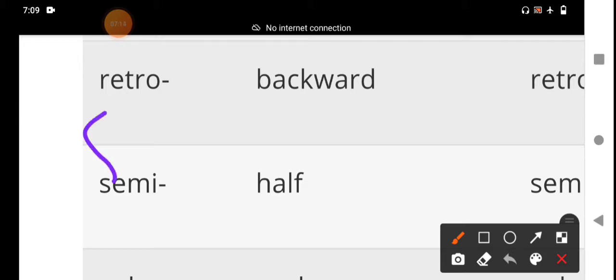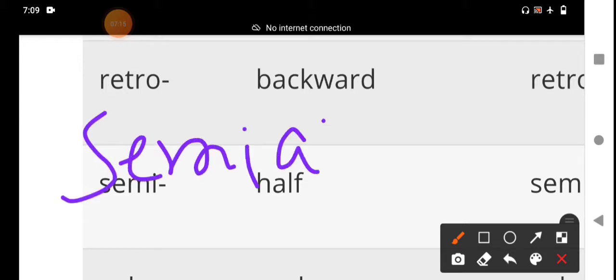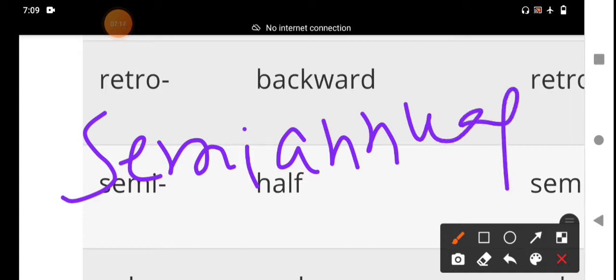Semi-annual. What is the meaning of semi-annual? In a year, occurrence of twice. Semi-annual means a function that occurs twice a year. A festival, occurrence of twice. That is called semi-annual. Semi-formal, formal, semi-formal.